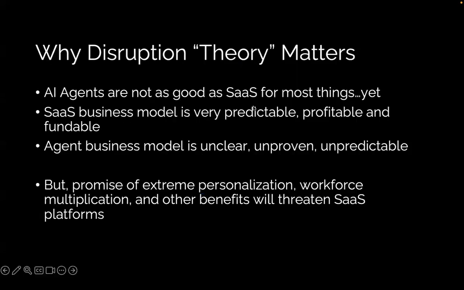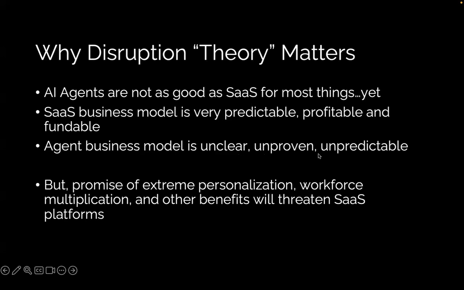So AI agents, as I mentioned, aren't as good as SaaS for most things yet. The SaaS business model is very predictable, profitable, and frankly fundable. This is something VCs really like because you can say every customer is going to be roughly this, your customer lifetime value. A little harder to do right now. It's unclear what that business model is going to be.